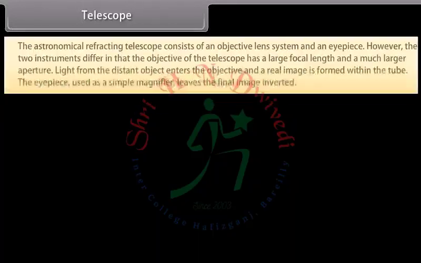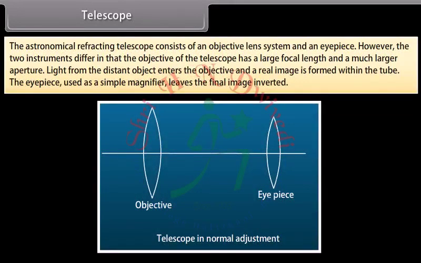Telescope. The astronomical refracting telescope consists of an objective lens system and an eyepiece. However, the two instruments differ in that the objective of telescope has a large focal length and a much larger aperture. Light from the distant object enters the objective and a real image is formed within the tube. The eyepiece used as a simple magnifier leaves the final image inverted.